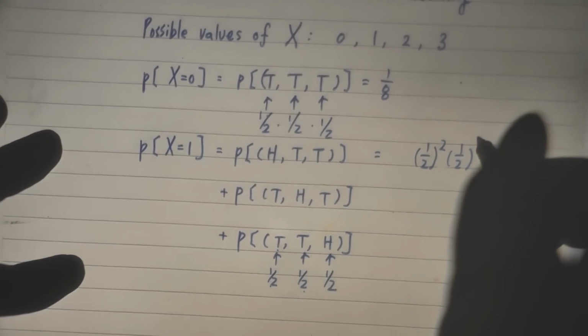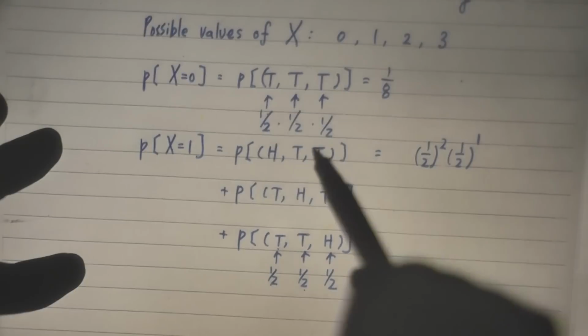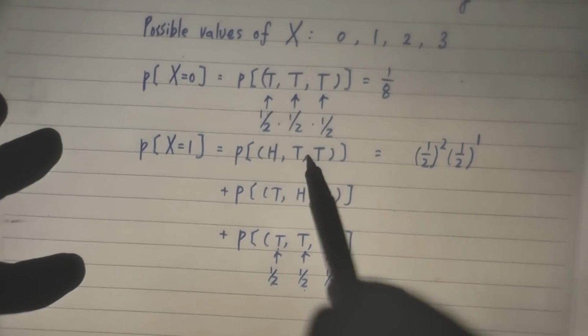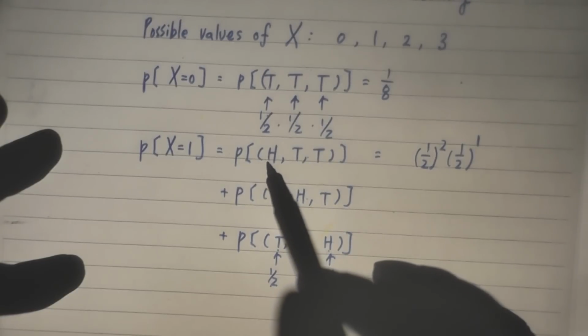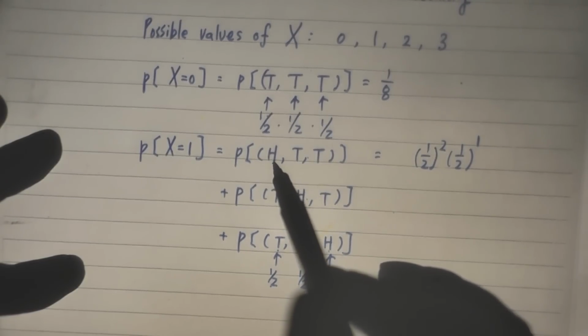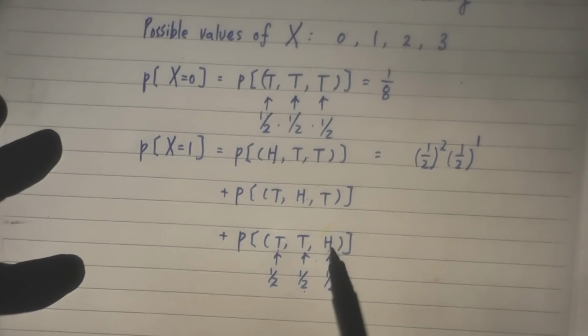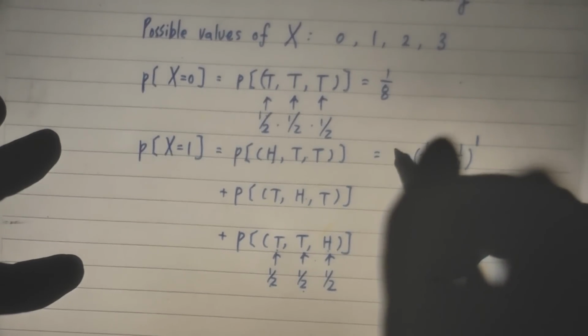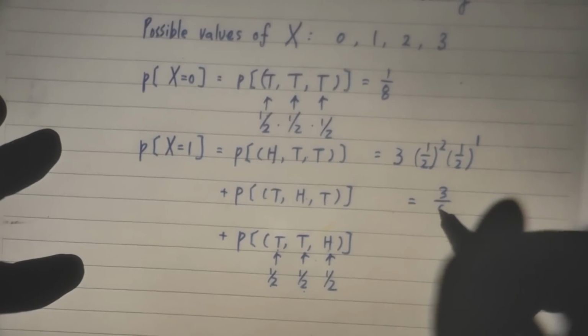And how many heads do we see? We only see 1 head. But how many such possible outcomes? 3 different ways you can get only 1 head. Either you see a head on the first flip, or on the second flip, or on the last flip. So there are 3 possible outcomes. So the resulting probability is 3/8.